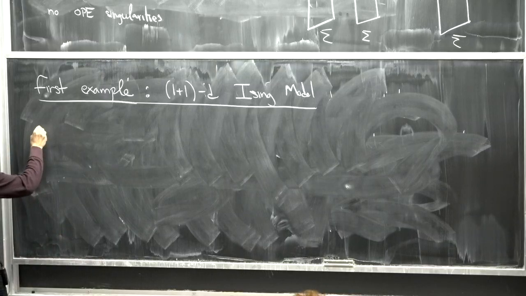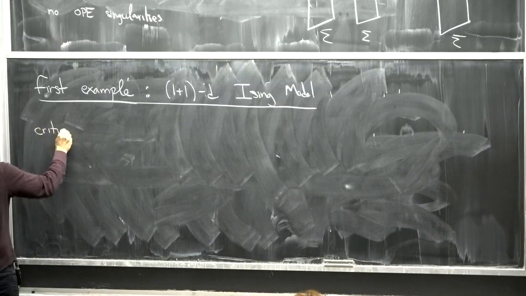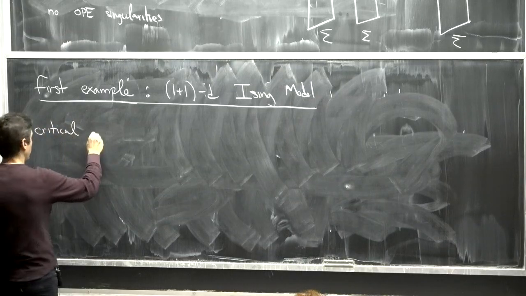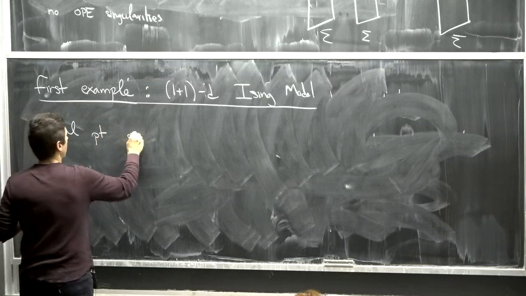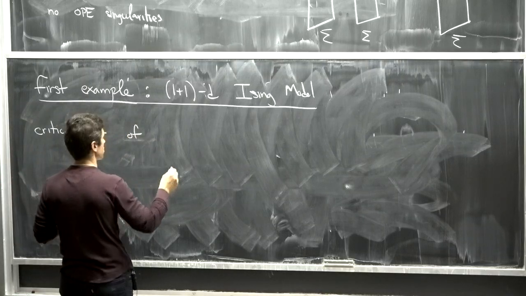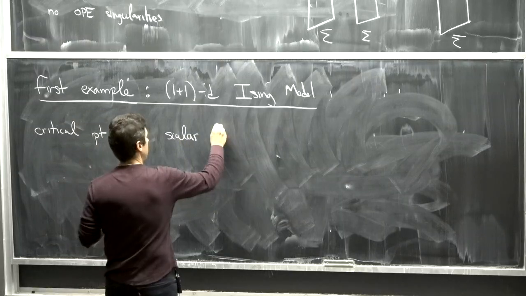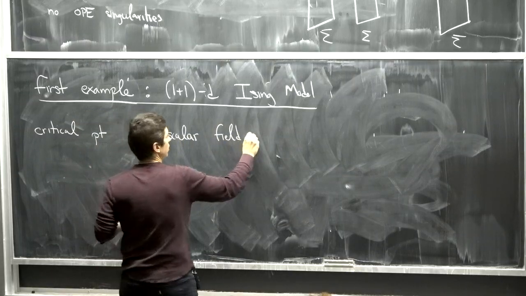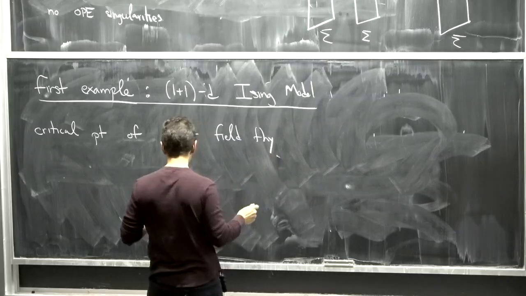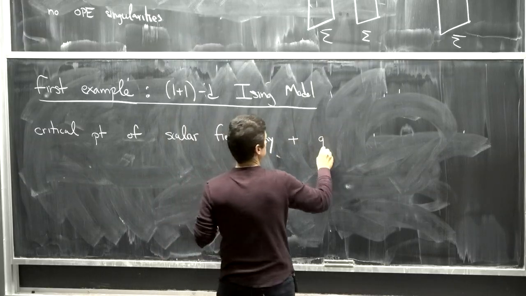So what is this theory, if you've never heard of it? It's a critical point, so a conformal field theory. And there are lots of definitions of it. But one way to start is to think of it as a scalar field theory plus a quartic potential.